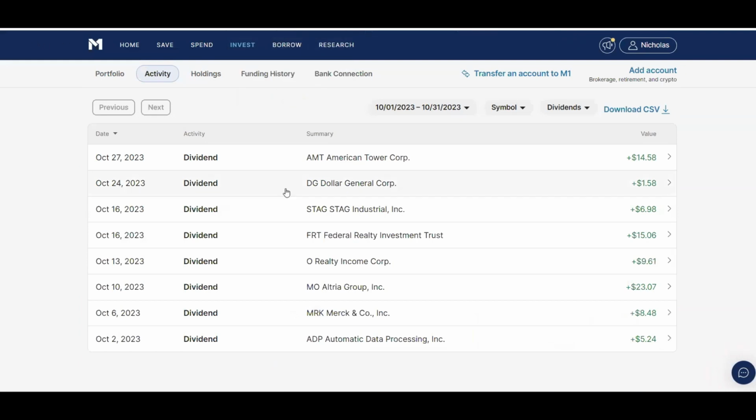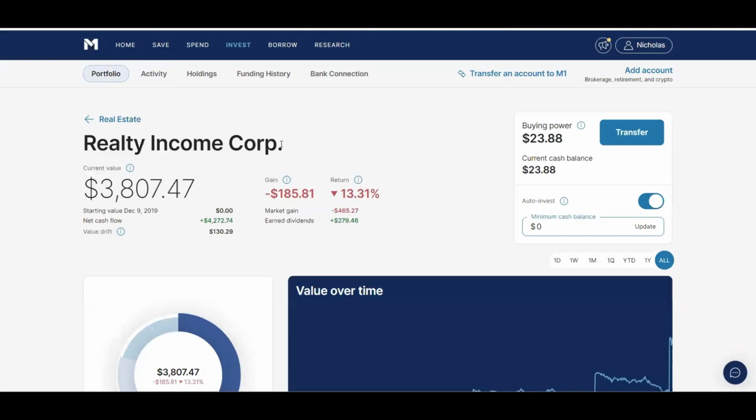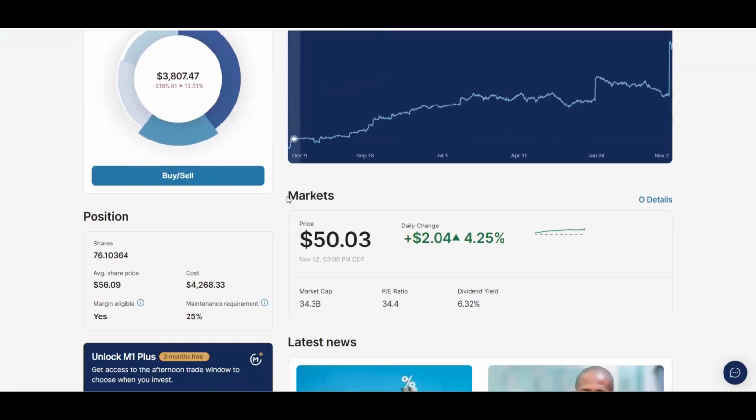So next, on October 13th, I received $9.61 from Realty Income, which puts me at $46.40 for the month. And then I have a little over $3,800 in Realty Income, 76.1 shares, average price of $56.09. Current price, I am down at $50.03. However, O Realty is sitting at a very attractive price and a very high dividend yield of 6.32% and decent dividend growth rate.